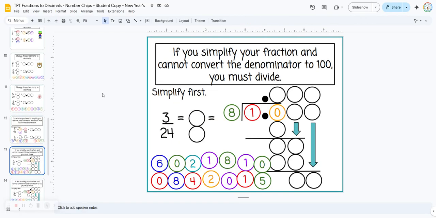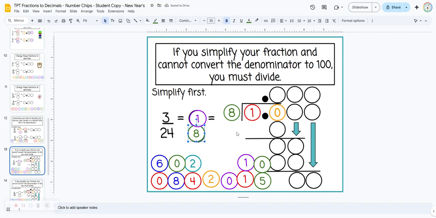And when they get to slide 13, they have an example of a fraction that they can't just change to an equivalent fraction with 100 in the denominator. If they simplify, they're going to get 1/8. And they can't multiply 8 times any number to get 100, so they're going to have to use long division. And here again, they have all the numbers they need, and they're going to change this to a decimal by using long division.